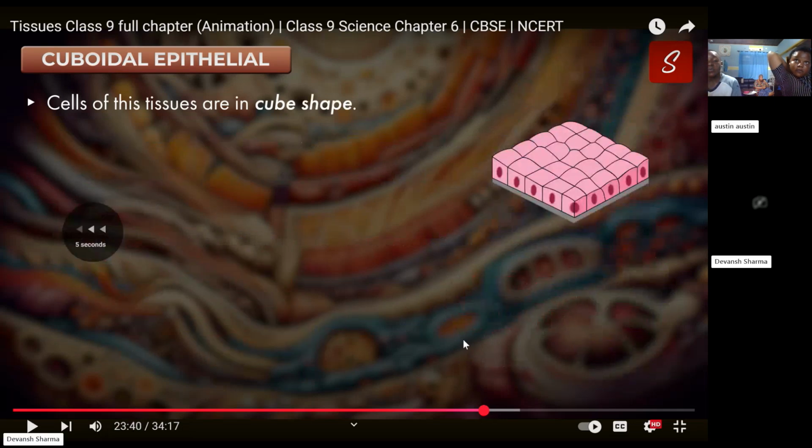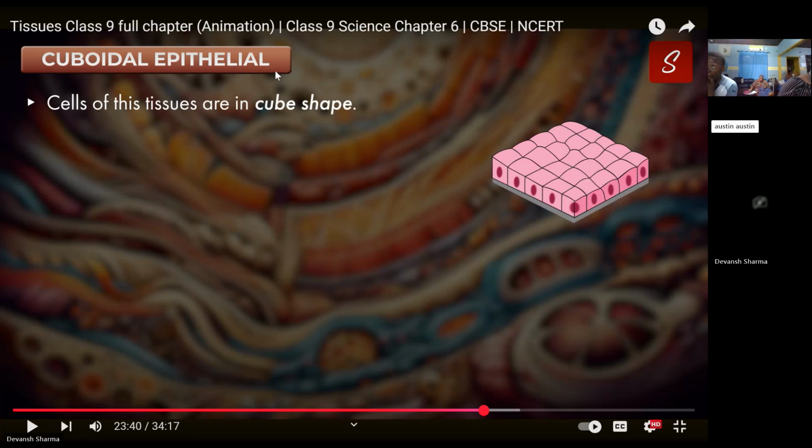So next is your cuboidal epithelium. This is the diagram of cuboidal epithelium, cube-like shape. Make this. Give the heading cuboidal epithelium. Sir, we have not done one of the types, squamous epithelium? We will do it after that, because squamous and cuboidal both have similar functions. So that is why we are doing that first.